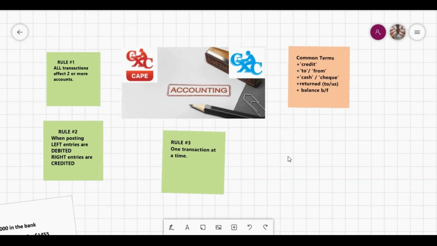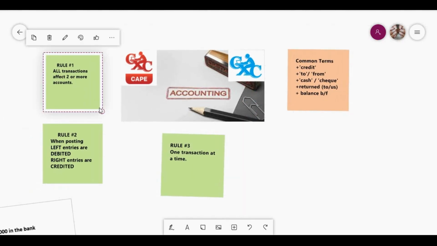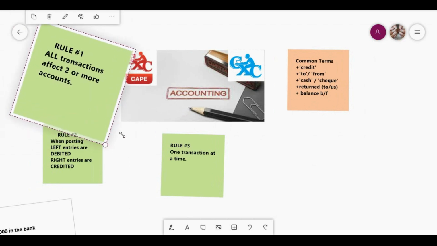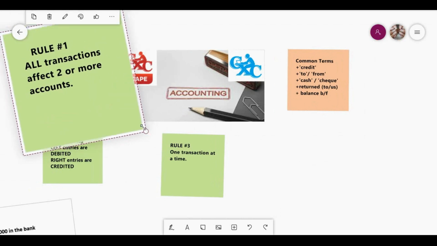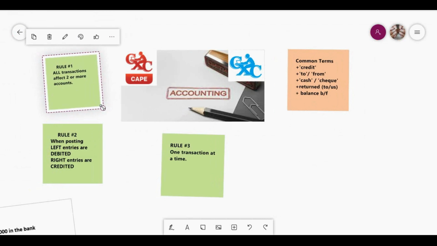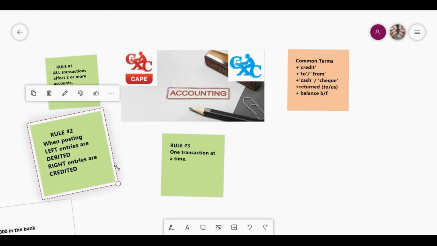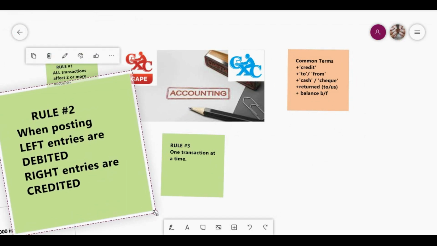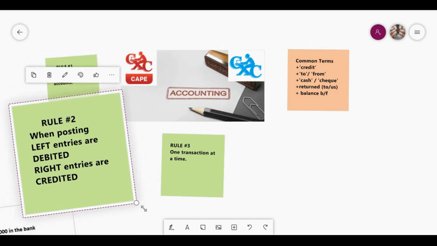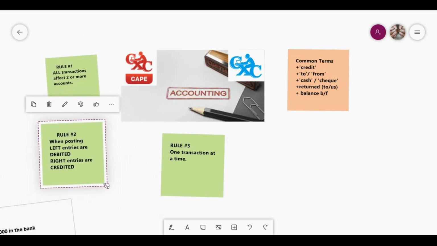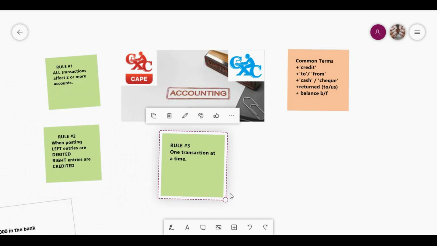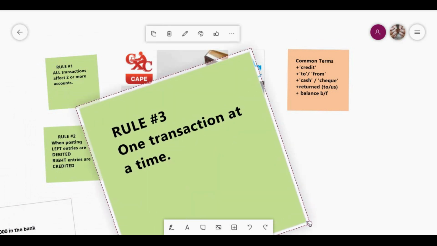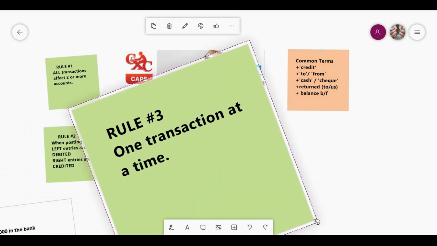So rule number 1 states that all transactions affect two or more accounts. Rule number 2, when posting, entries on the left are debited and the entries on the right are credited. Rule number 3 is to do one transaction at a time.